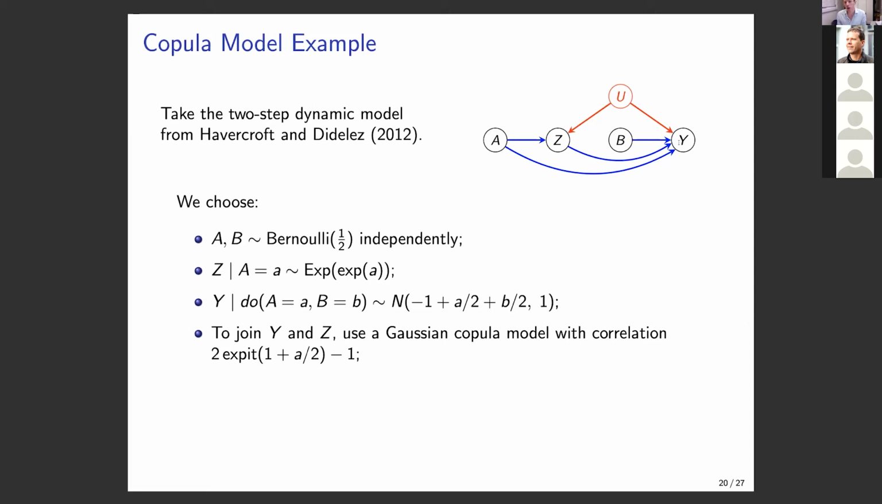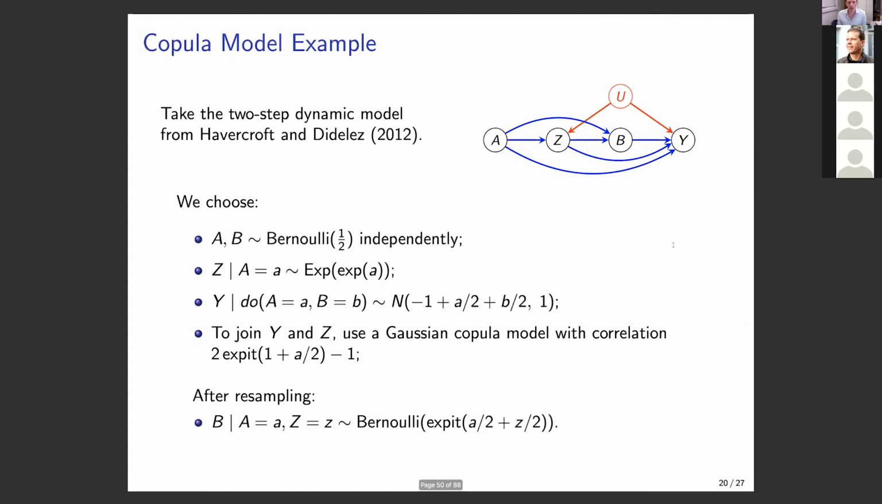Okay, so now I've got my distribution P star that I've constructed, and I can sample from it directly because I just take a bunch of samples from this Gaussian copula model after having sampled A and B, and then I scale them to have the correct marginals. And then for my rejection sampling step, I just need to change the distribution of B conditional on A and Z, and I'll arbitrarily pick it to be Bernoulli, and we'll use a logistic regression. So the intercept is 0, and the coefficients of A and Z are both a half.